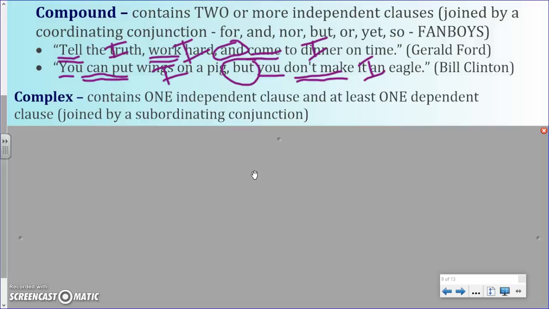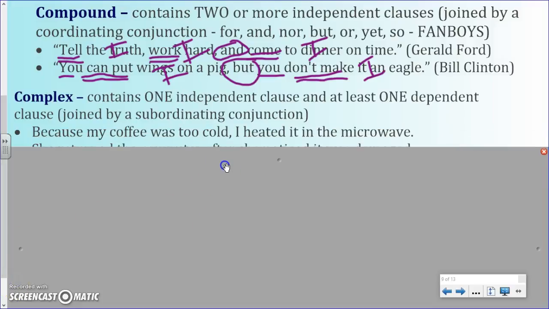So that entire worksheet you saw with independent and dependent clauses together, and I was asking you to label them, what was underlined, you were looking at the idea that they were complex. Okay, so let's look at these examples.